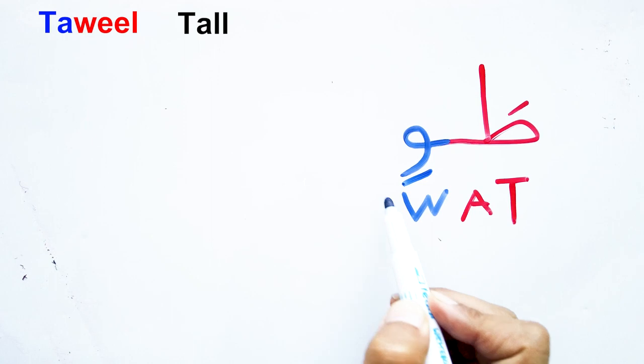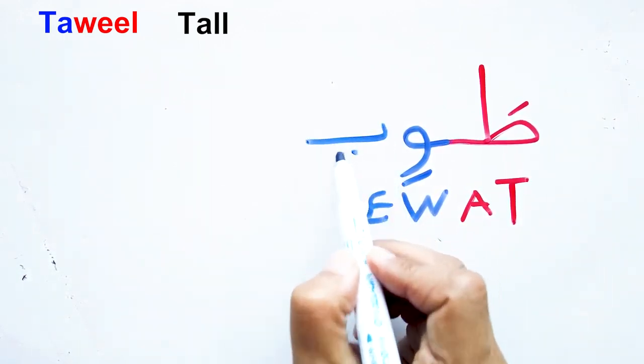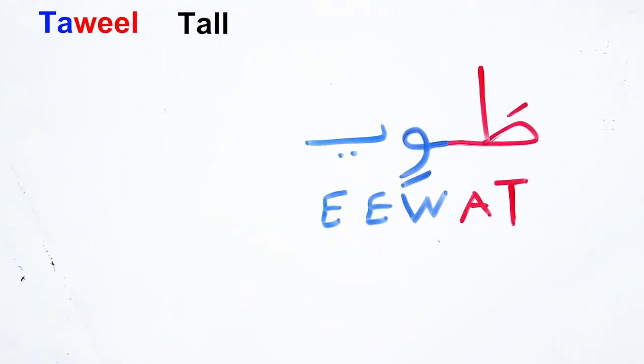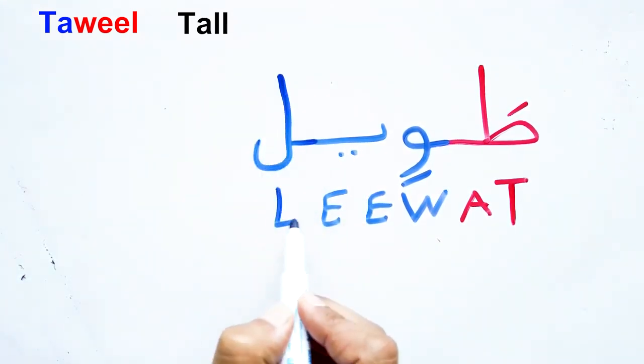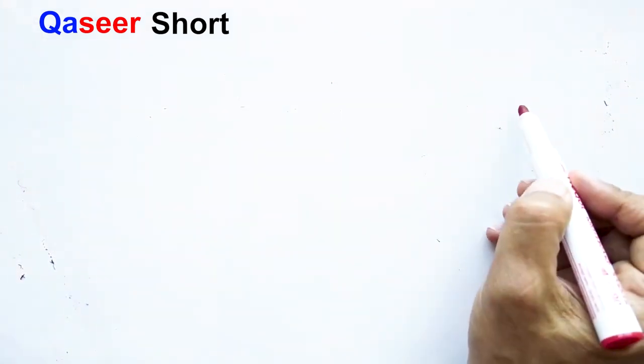طوي. I have a kasra. It sounds like E. طوي, long vowel again. طويل. The sound of L in the end, which is lam in Arabic. طويل. قصير.